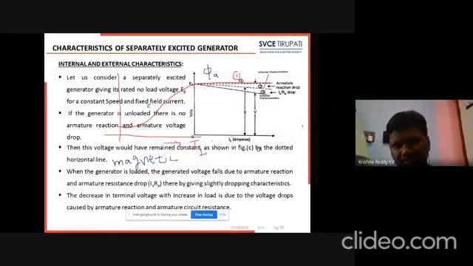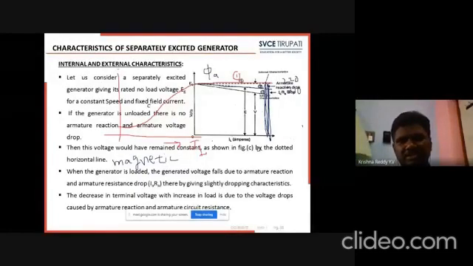Here this curve refers to the drop due to the armature reaction. Initially we have the rated voltage of 220, but due to armature reaction the voltage may be reduced to 210 volts when you are applying the rated amount of flux. This one represents the internal characteristics.